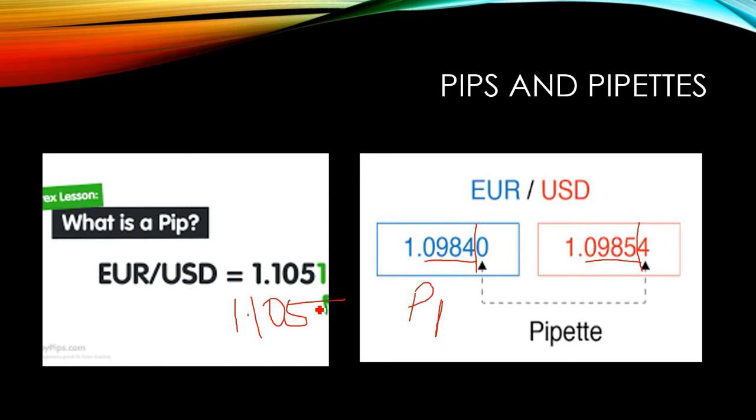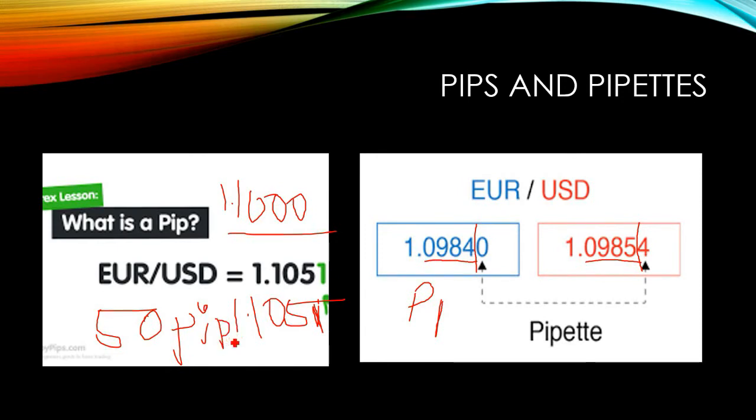1.1051. This is the current situation. If I thought EUR/USD would go up, and it ends up at 1.1100, then I made a profit of 50 pips. This is the least value.